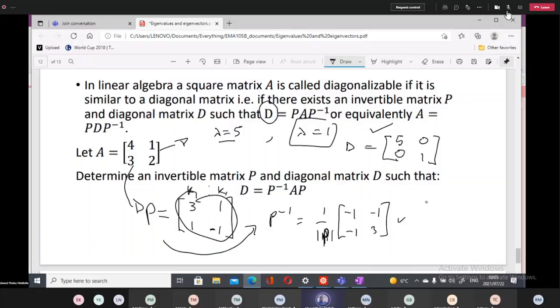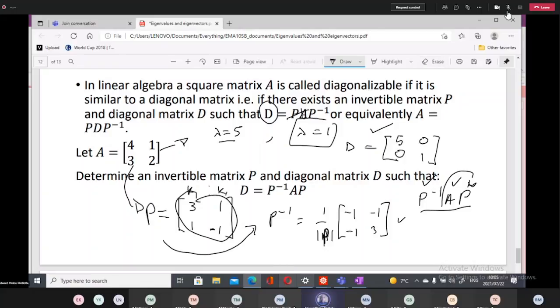You multiply, I think this is wrong here. I think it's supposed to be P inverse. So P inverse A, P. I think this is the correct order. So you multiply your P inverse by A, this multiplication, and then the product you multiply it with P to determine the answer.